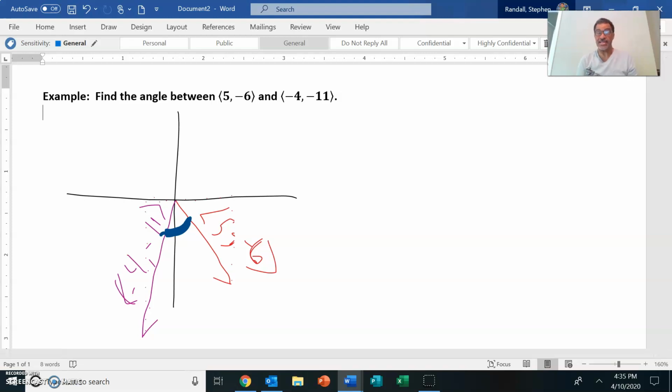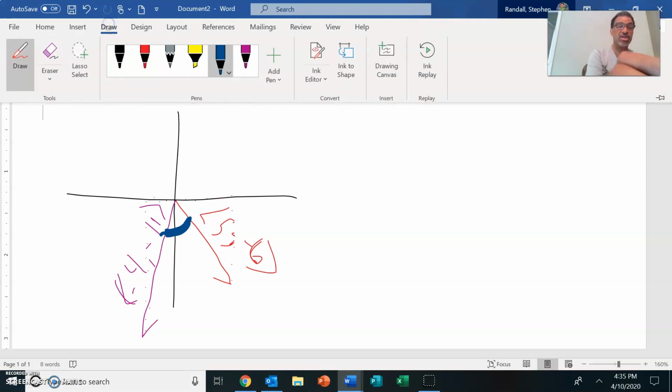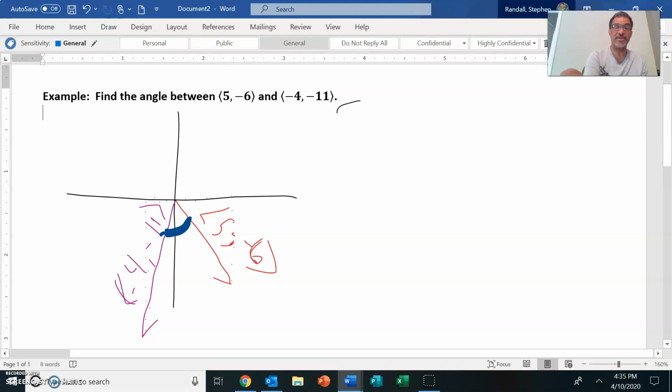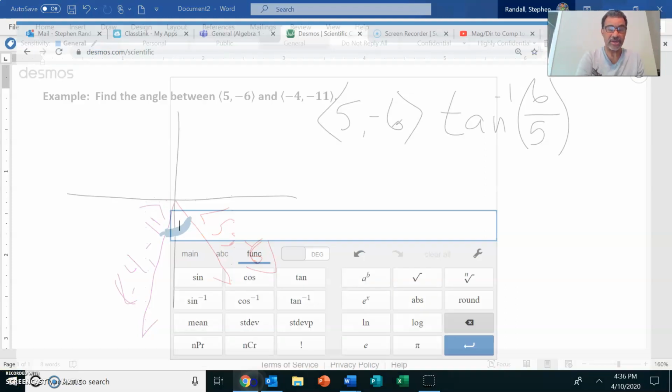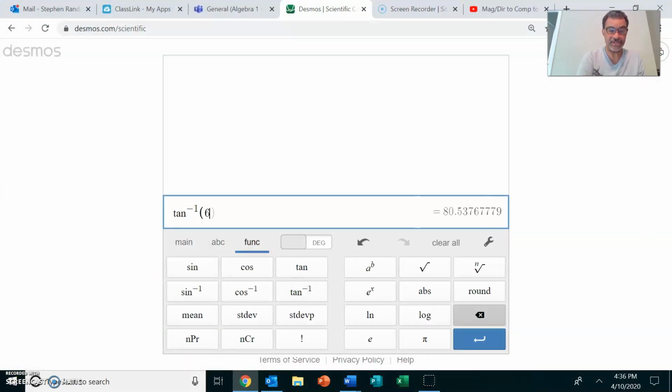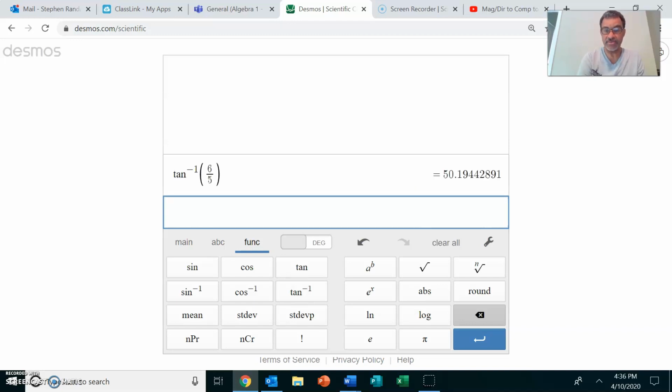So the first and easiest way to do it is to find the direction of the first, find the direction of the second, and subtract the two. So let's find the direction of the first. So the first one is 5, negative 6. To find the direction, we do the tangent inverse. Tangent inverse of 6 over 5, which would be, let's go to our calculator and see, tangent inverse of 6 over 5 would be 50.19 degrees.